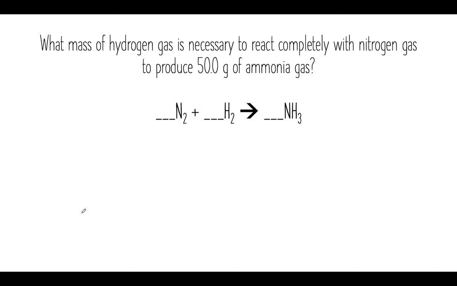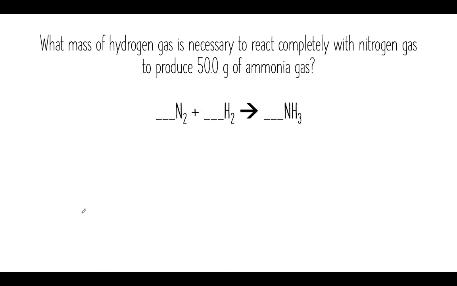So in our first example, we are given a reaction. It is unbalanced, and you should be able to, in our assessments, balance the reaction before we do any of our stoichiometry. So get used to doing that. And then in this question, they're asking you to find the mass of hydrogen gas in this reaction that would produce 50 grams of ammonia gas.